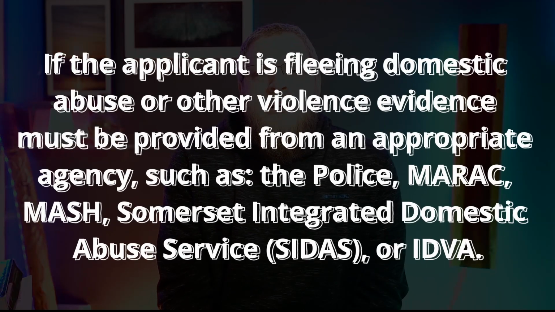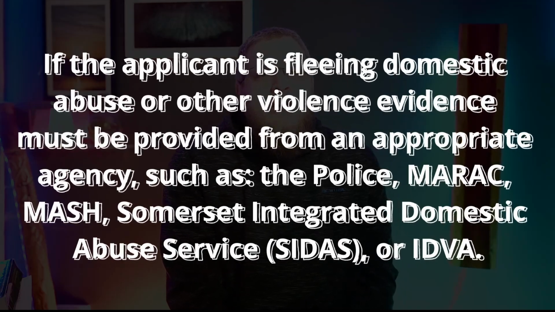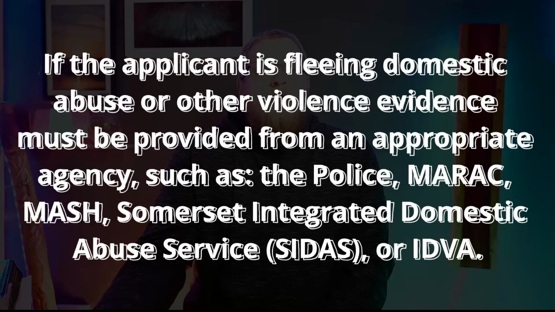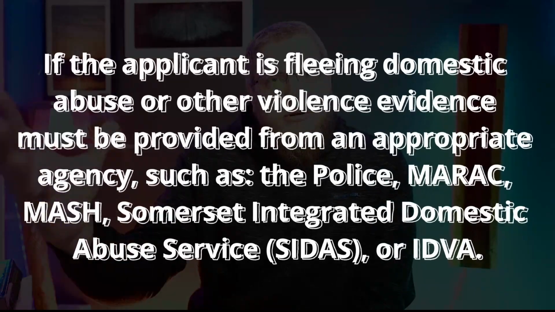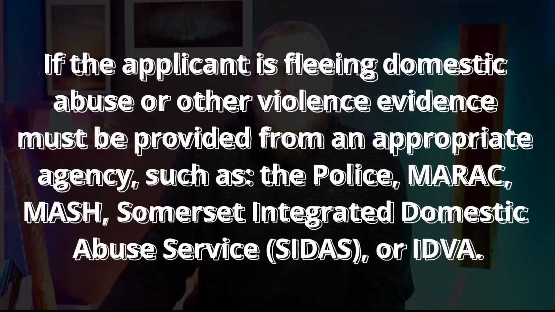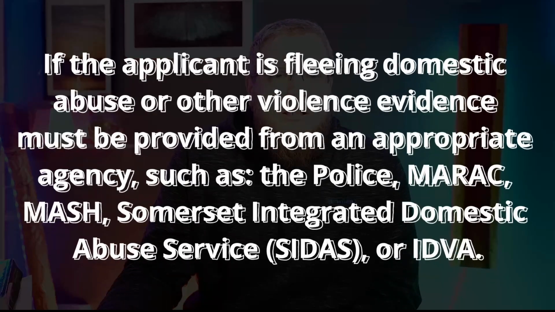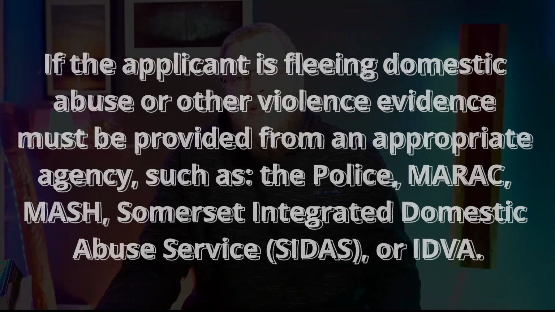So I looked at 3 councils, well I looked at 4 actually, but the first 3 actually had something useful to say about it. So Somerset, for example, says that if the applicant is fleeing domestic abuse or other violence, evidence must be provided by an appropriate agency, such as the police, the Multi-Agency Risk Assessment Conference, the MARAC, which I'll come back to, the Multi-Agency Safeguarding Hub, which I think is the adult safeguarding team, and Somerset Integrated Domestic Abuse Services, or Independent Domestic Violence Advisors.